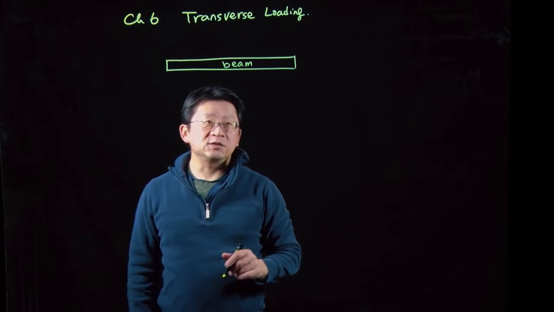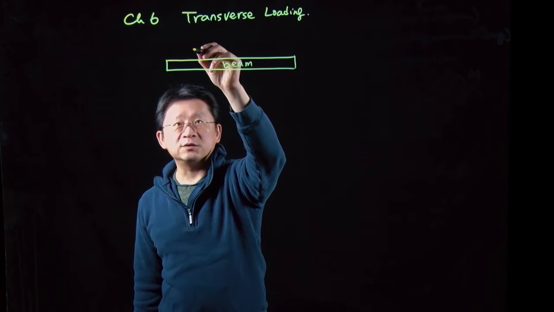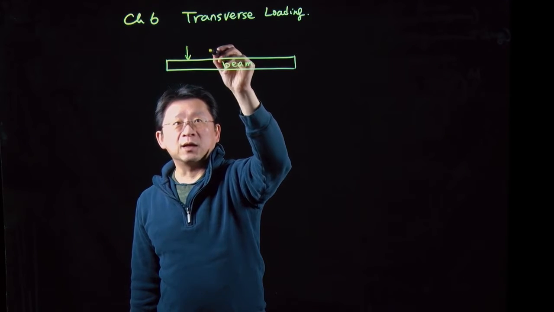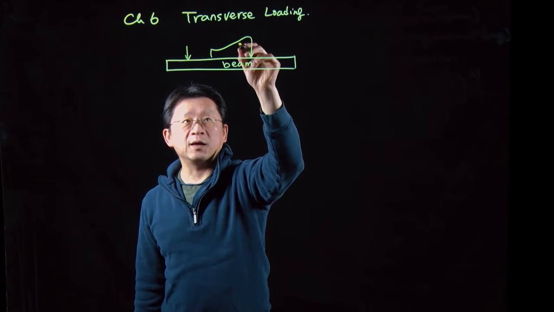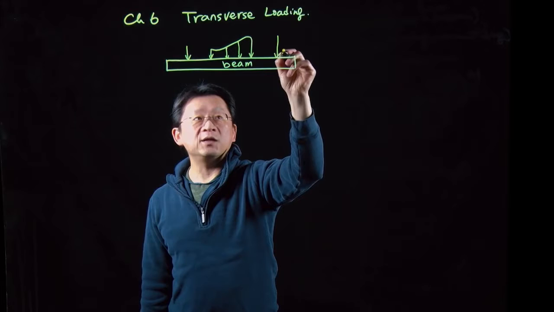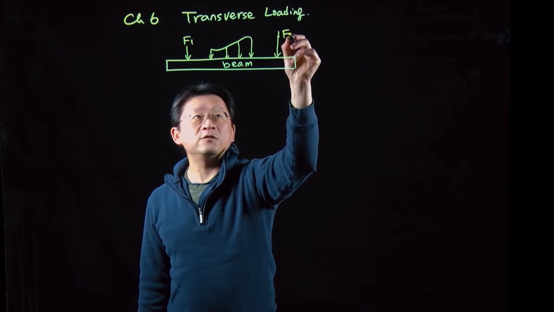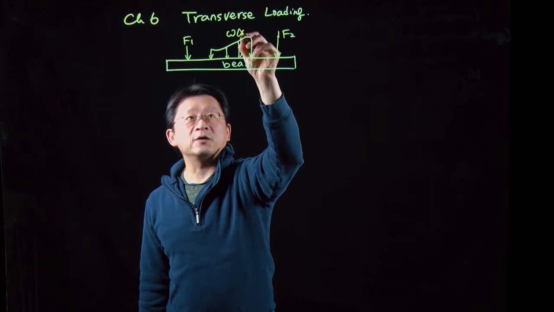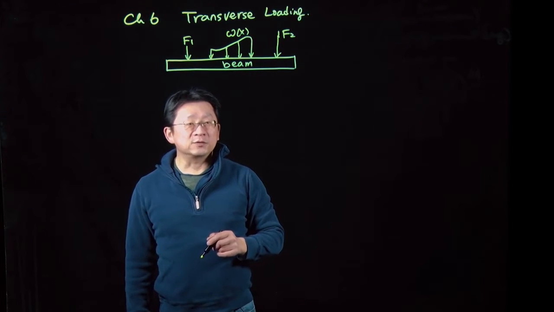However, in these situations, we not only consider pure bending, but we consider arbitrary loading conditions. So for example, here we have the distributed loading. We have point loading at anywhere you name it. So this is F1, this is F2, and this could be omega as a function of X. So that is a very general situation of the loading.